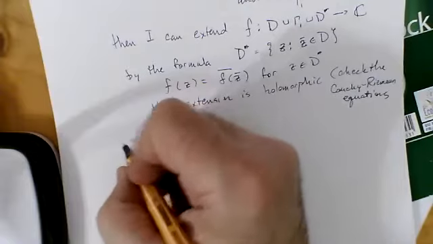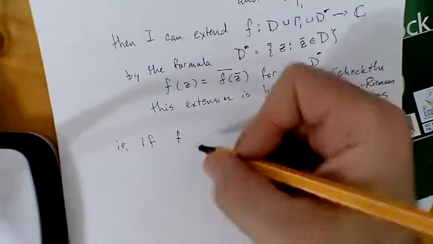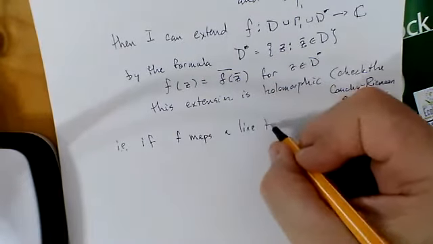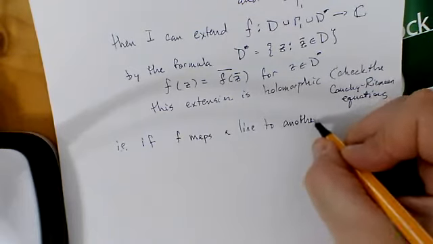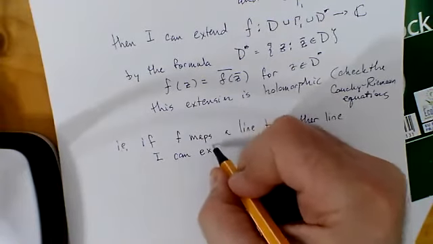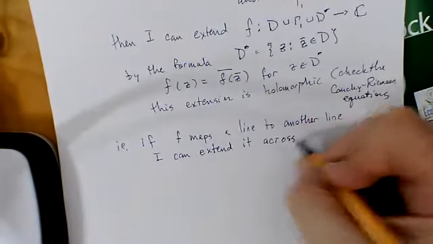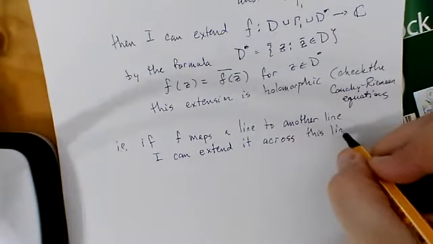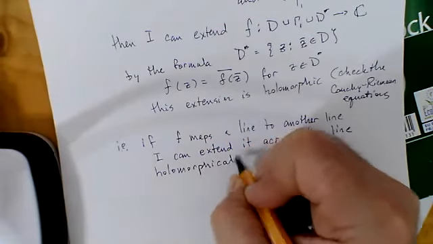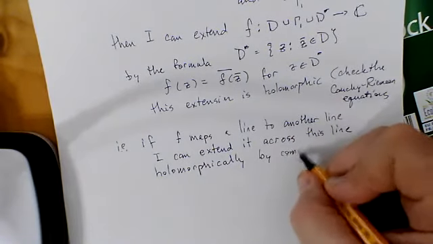So I can reformulate this to say that if F maps a line to another line, I can extend it across this line holomorphically by complex conjugation.